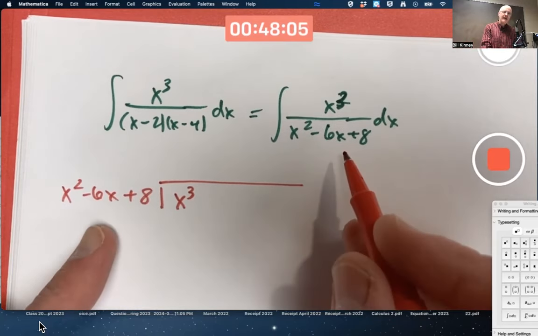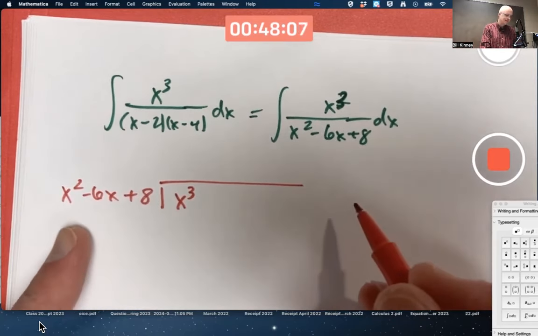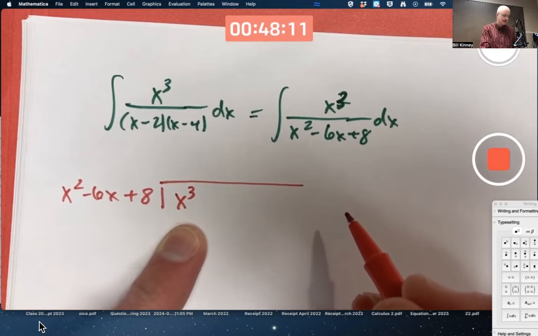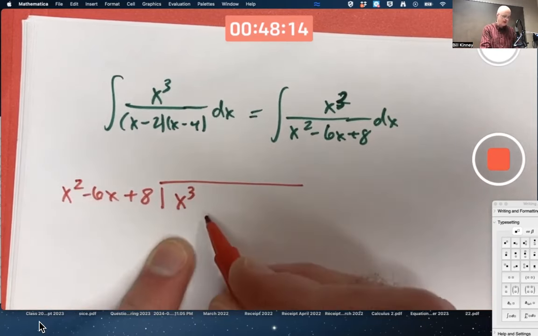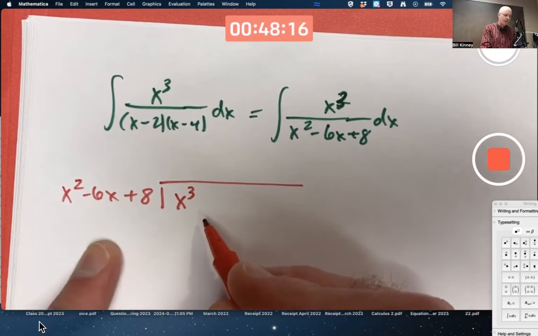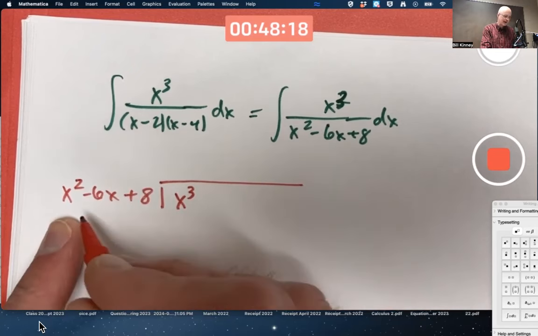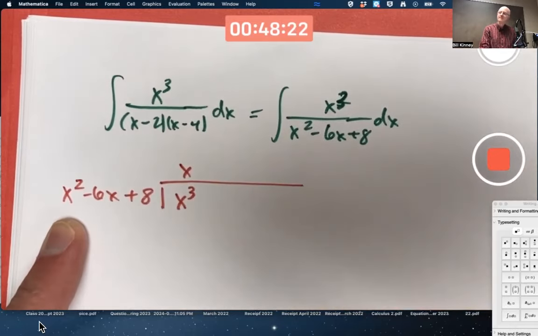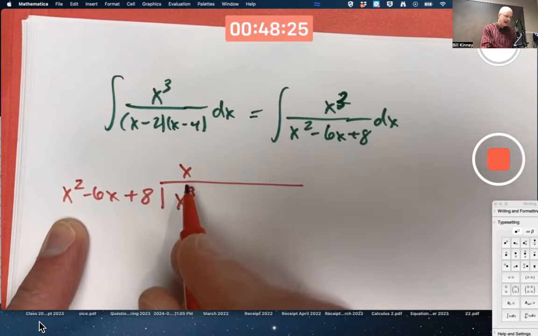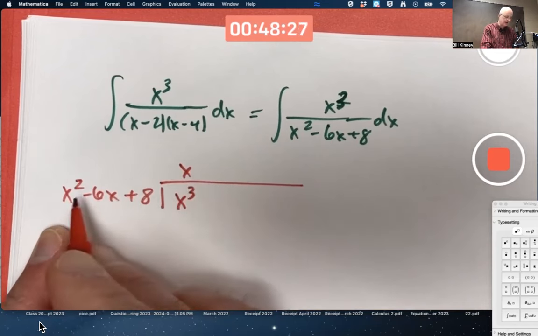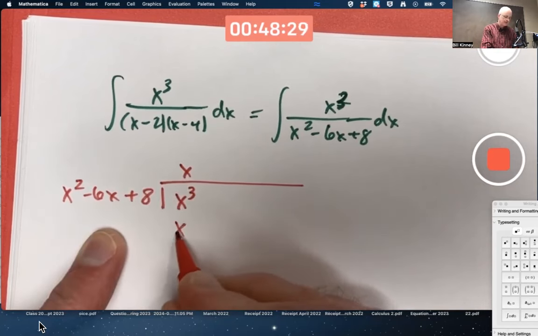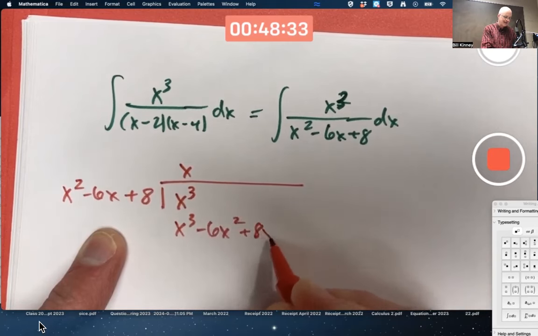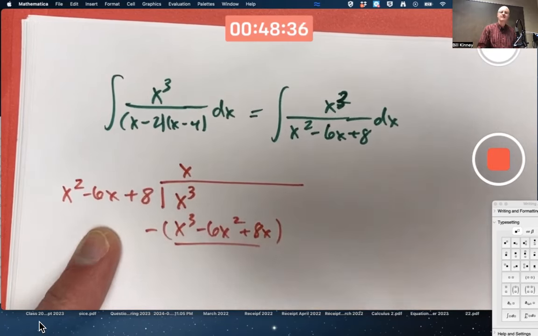We are dividing the bottom into the top, you might say. Put the thing on the bottom right there, put the top right there. This is a lower degree here, a higher degree there. Ask yourself, what polynomial can I multiply x squared by to get x cubed? Oh, that's just x. Then take that partial quotient, you might call it, and multiply times every term here. Put the answer down here. And then subtract.